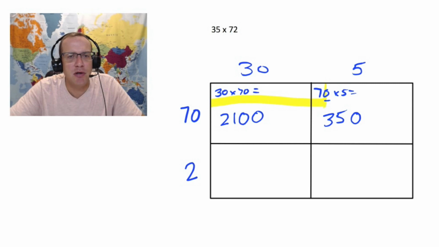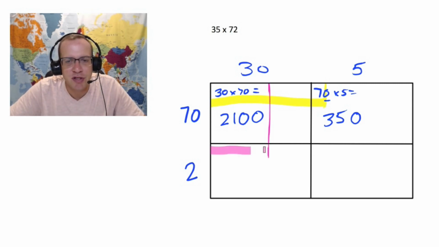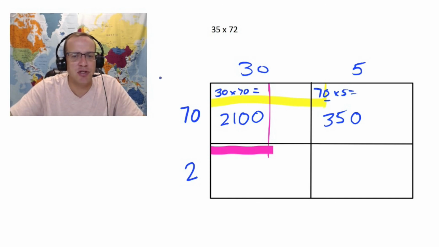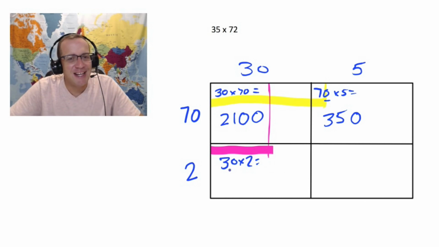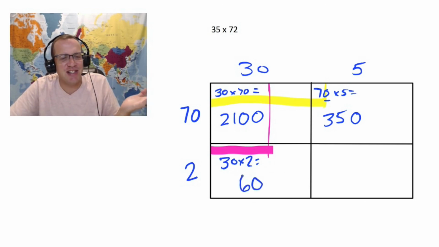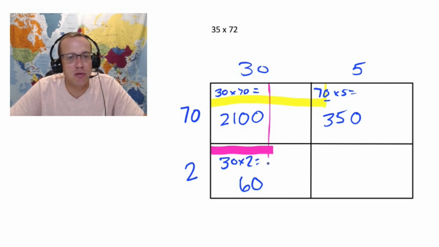Now in this box below, let me go ahead and highlight here. We're going from 30 and with the 2. So in this box, we're multiplying 30 times 2. Again, 3 times 2 is 6 with 1 zero. You see how easy this is to multiply when we have all these numbers with the zeros. So this box is 30 times 2 equals 60.